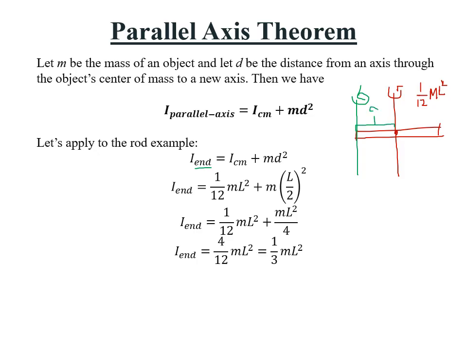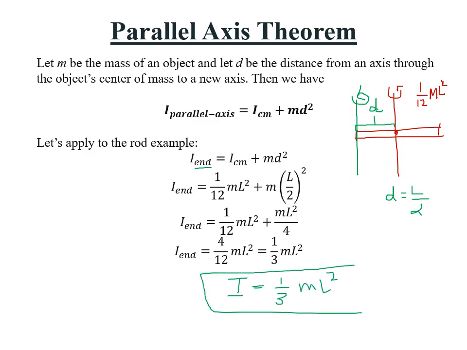So this is what D represents. As you see here, D is equal to L over 2. That's what I have substituted in: the moment of inertia through the center of mass is 1/12 mL squared, and D is L over 2. You square that, simplify, and then you get that the moment of inertia is equal to 1/3 mL squared, which is the same thing that we got in the previous slide.